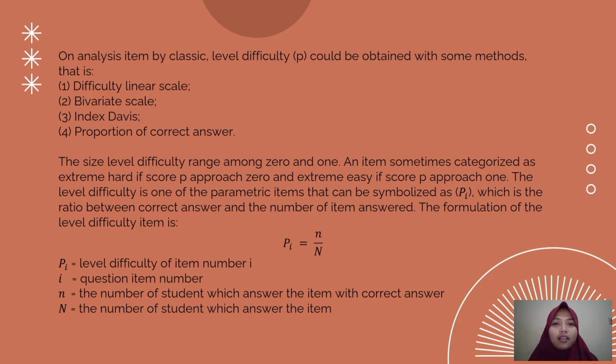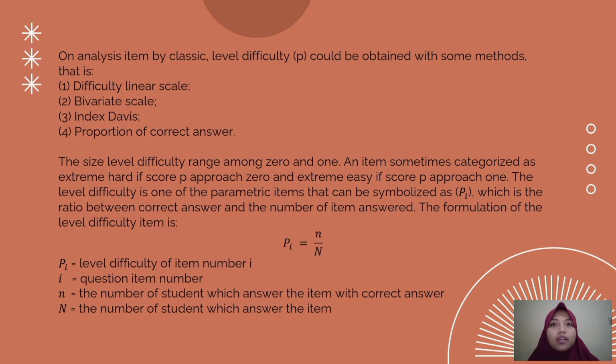I will continue the material from Arifah about the classical test theory approach. In classical item analysis, the level of difficulty, or P, can be obtained with several methods, that is: 1. Difficulty linear scale, 2. Bivariate scale, 3. Index Davis, 4. Proportion of correct answers. The level of difficulty ranges between 0 and 1. An item is sometimes categorized as extremely hard if the score P approaches 0 and extremely easy if the score P approaches 1.